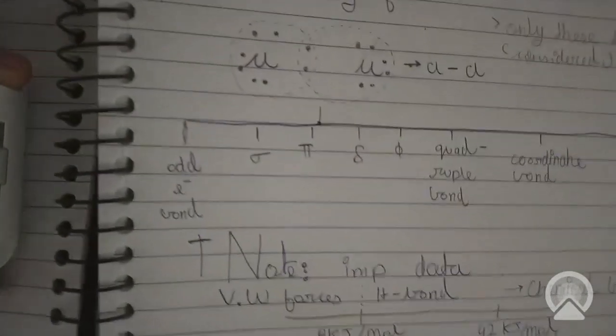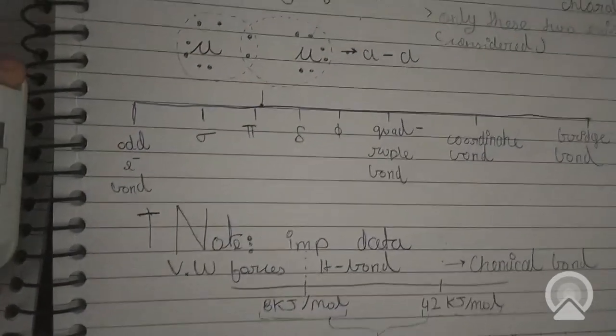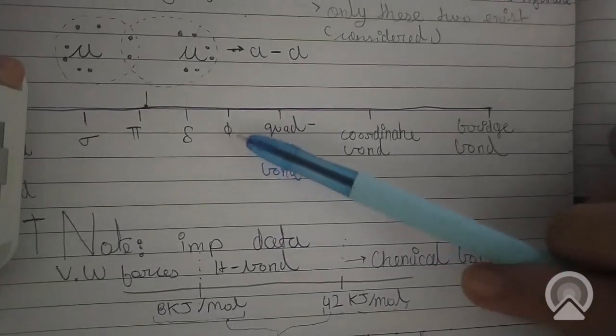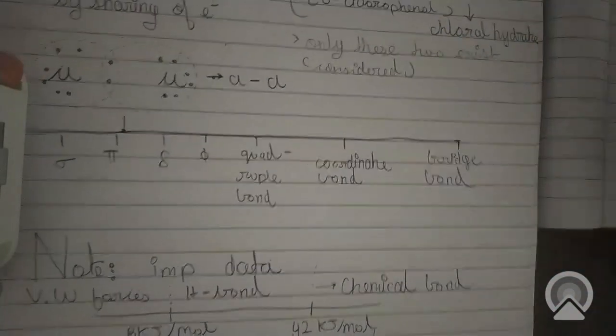So these are the types of covalent bonds. We'll go through them: odd electron bond, sigma bond, pi bond, delta bond, phi bond, quadruple bond, coordinate bond, and bridge bond. So this is some important data which you have to learn.